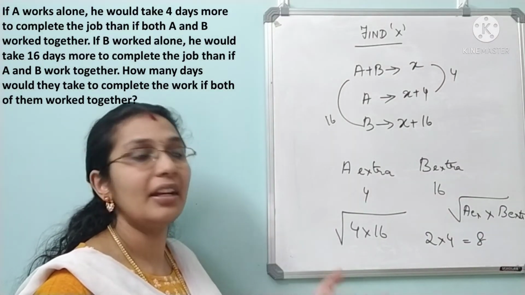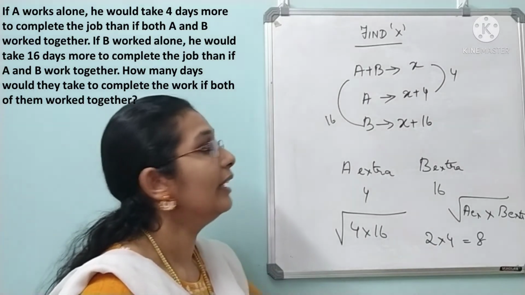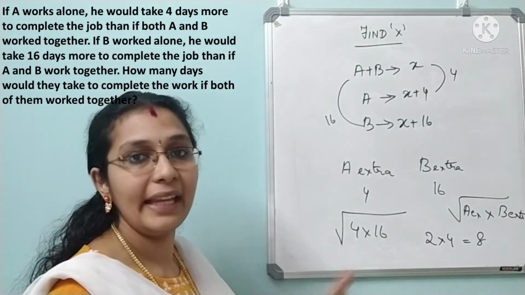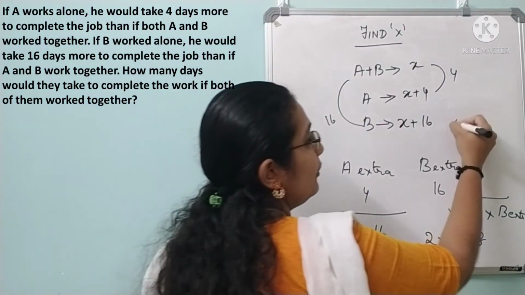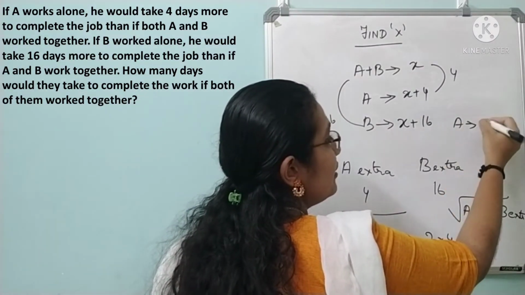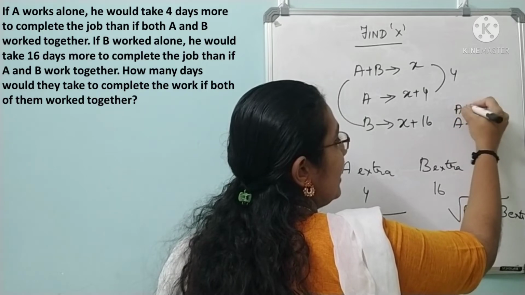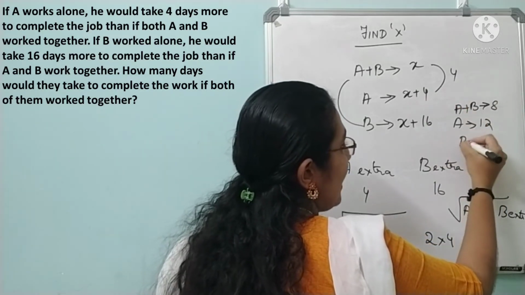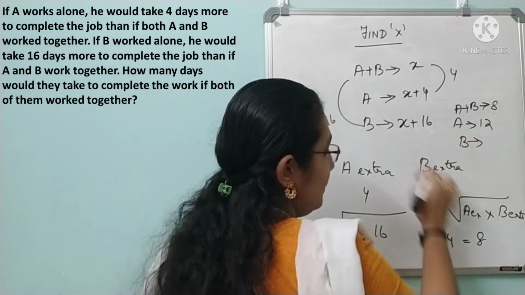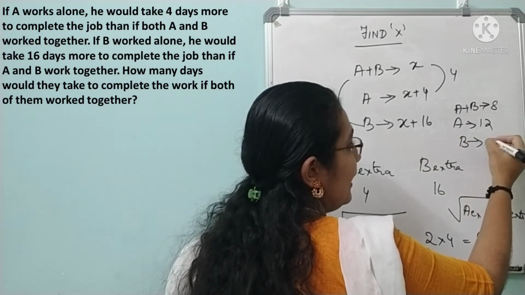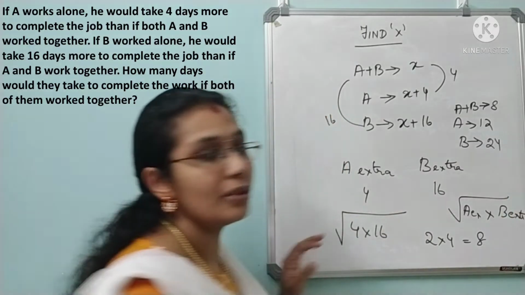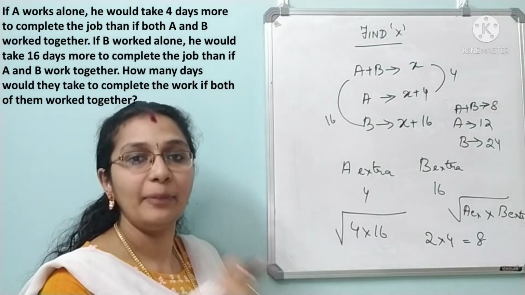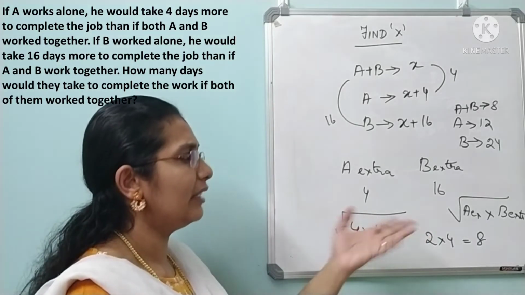Even if you try the traditional method, you will get 8 only. That is, A plus B together will complete in 8 days. So A alone will complete in 8 plus 4, which is 12 days. A plus B together in 8 days, A alone in 12 days, and B alone is 16 plus 8, which is 24. So this is the time taken by A and B when they work together or separately.